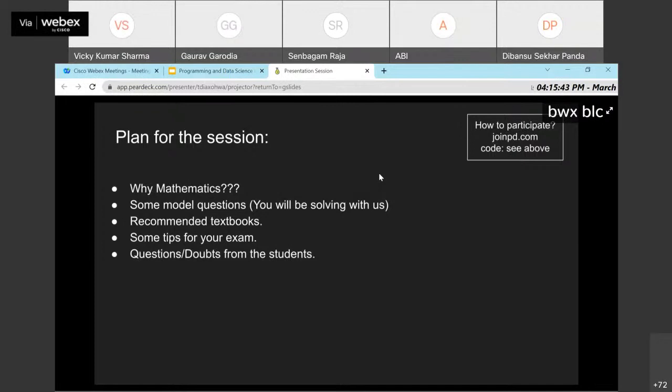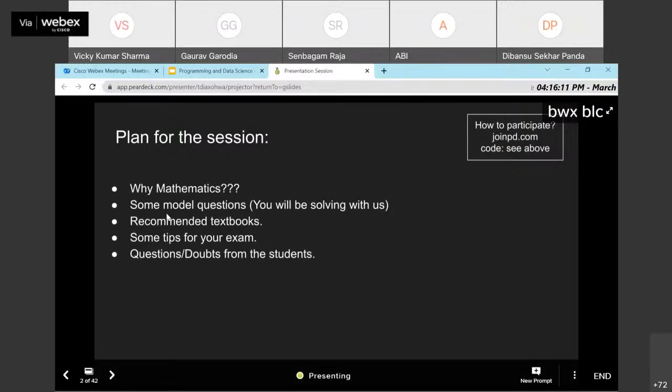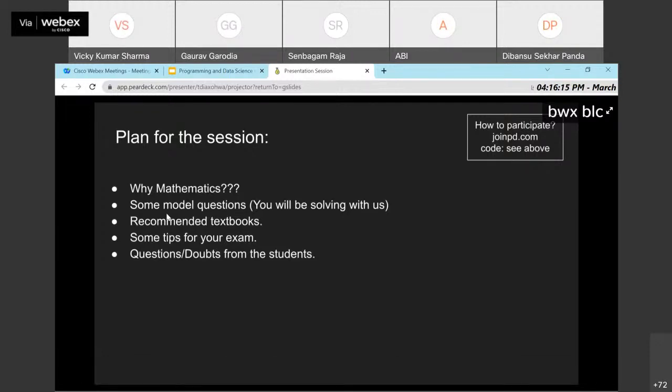So yes, this is the plan for the session. First, why we need mathematics. I won't take much time on this because I believe you know the importance of mathematics in data science and programming. That's why you are here. I'll try to motivate you with certain explanations, though I don't think it will be that helpful. What will be helpful is the second point, some model questions. You'll be solving them with me, and I want you to solve and give answers. I'll be giving you space for writing. Then, what are some recommended textbooks? We'll see what those are. Basically there is nothing much there, it's just written, but still, just to write something, I've written something. Then, what are some tips for your exam? You can pay attention to that. And then some questions and doubts from you. That is something we'll do, okay?